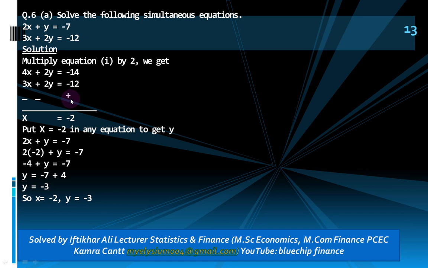minus 14 plus 12 will be equals to minus 2. So x will be minus 2. Now take this x equals to minus 2 and put it into any equation 1 or 2 to get the value of y. So x will be equals to minus 2 and y will be equals to minus 3.